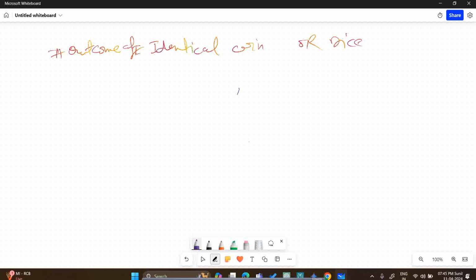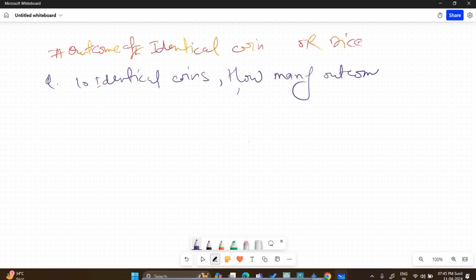Right. The next question is here: 10 identical coins are there. So how many outcomes are possible?